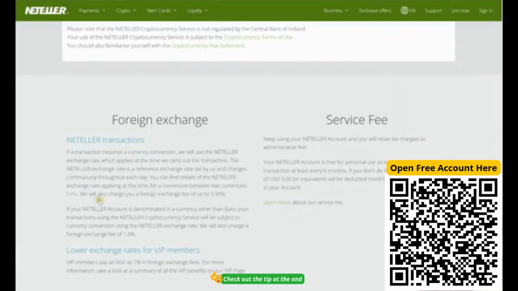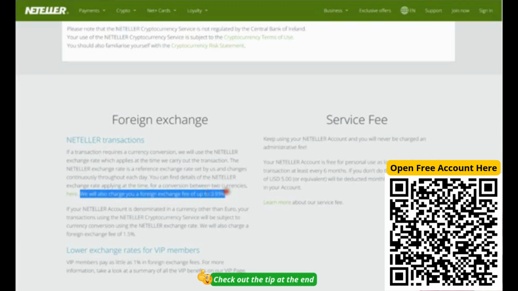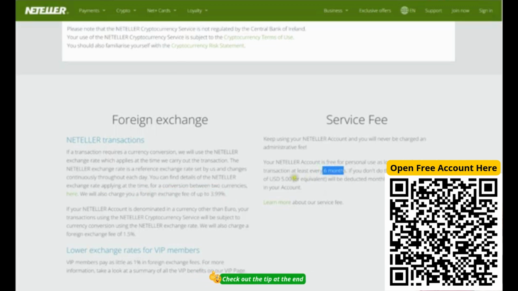And on top of it, if any transaction that you are doing using Neteller involves a foreign exchange, you're going to pay up to 4% as an exchange fee. So this is really high. And if you don't use your account for more than 6 months, you're going to start paying $5 per month as an inactivity fee. So if you use your account, it's free, but if you don't use it, you start paying $5 per month.